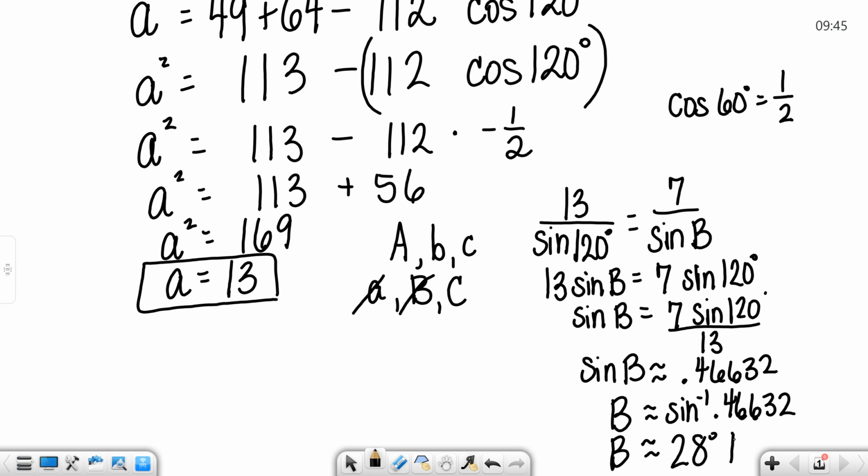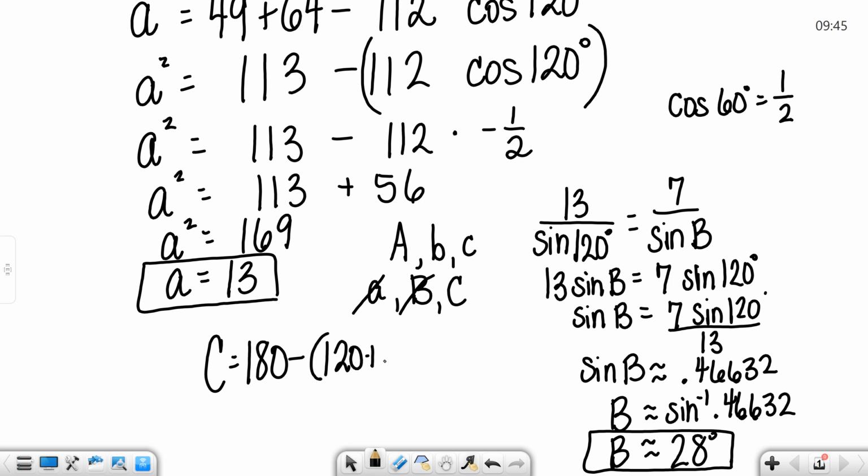Well, now that I know angle B, all that's left is to find angle C. And I can find that by subtracting the two that I do know, the sum of them, from 180. And I get 32 degrees. All right, so that would be our first example here. We did use law of cosines, but we didn't have to use it to find all the parts of our problem.